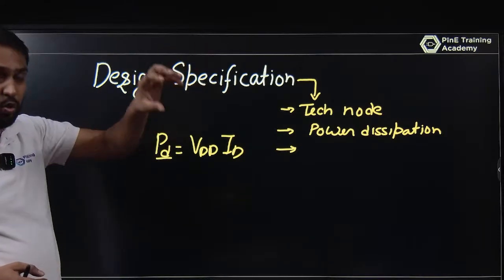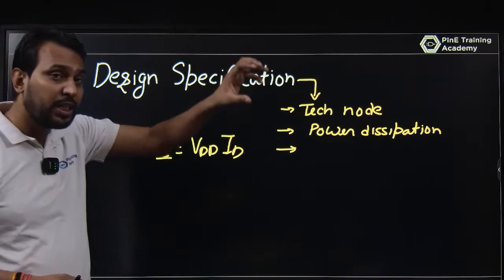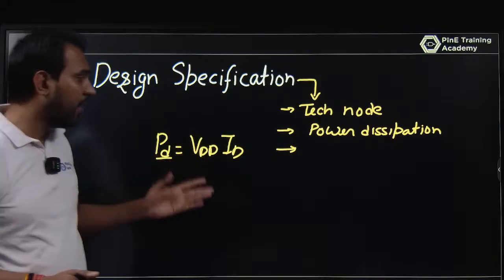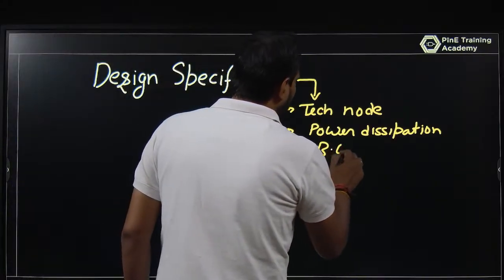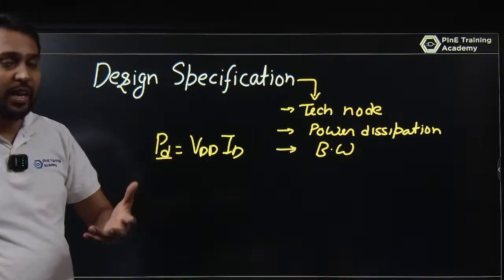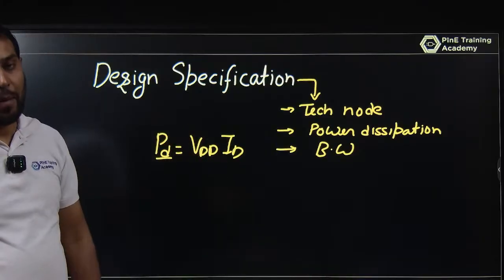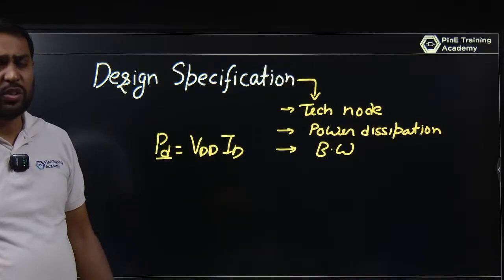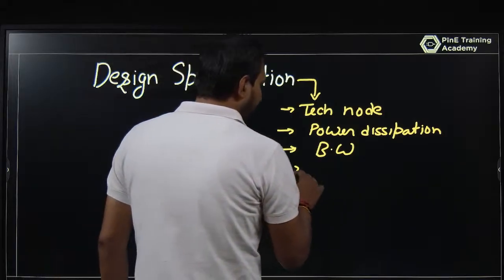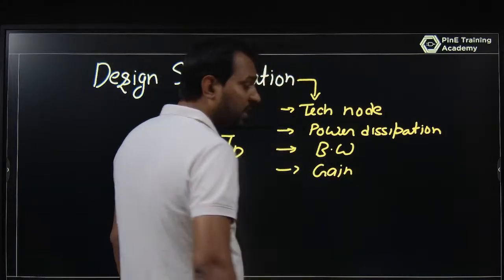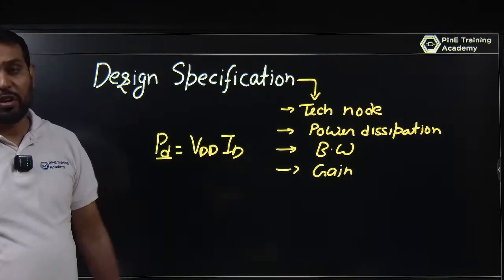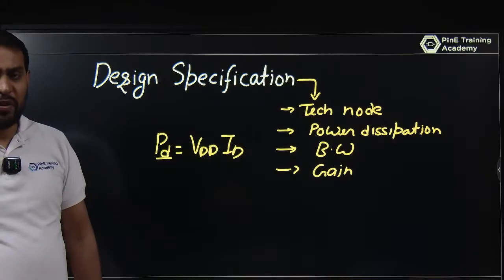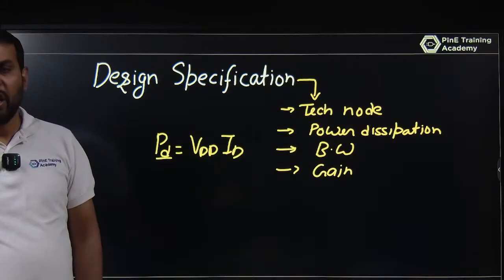What is the basic idea? You have a specification, and on the basis of the specification you can define: this is the ID, this will be the tech node, and then what the bandwidth is. Of course you are designing an amplifier, so it has a bandwidth: 100 megahertz, or 32 megahertz, or 60 megahertz, this way. And the fourth one is gain. What is the DC gain? DC gain means the lower frequency gain possible, so 60 dB, 70 dB. That is the information you have.